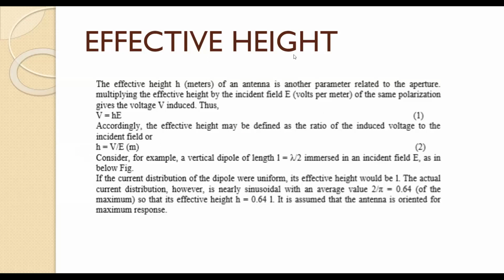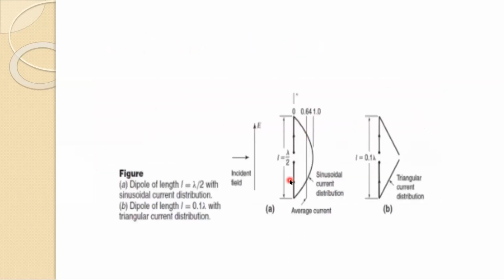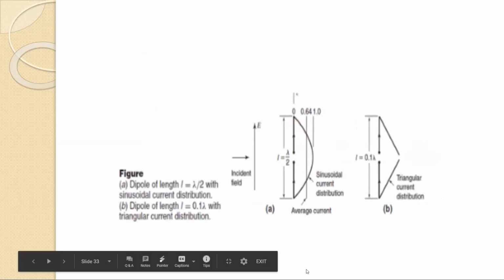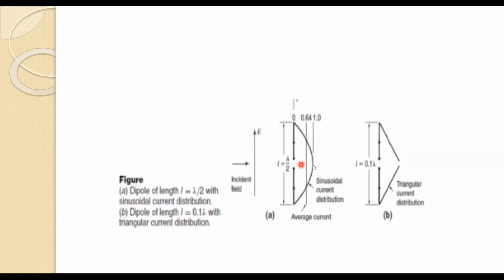For that, consider one simple example: this is the height, this is the incident field, and this is the lambda by 2 dipole. Generally this dipole having the length lambda by 2 provides a sinusoidal distribution. The sinusoidal distribution has the maximum value 1 at the center of the dipole.